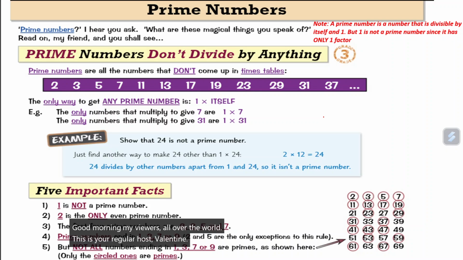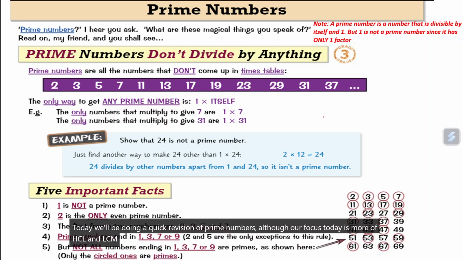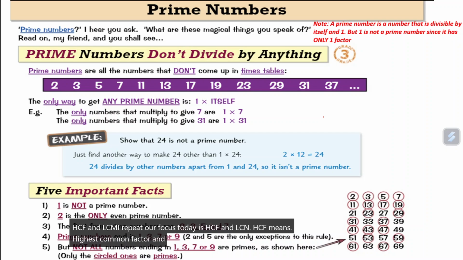Today, we'll be doing a quick revision on prime numbers, although our focus today is more on HCF and LCM. I repeat, our focus today is HCF and LCM. HCF means highest common factor, and LCM means lowest common multiple.